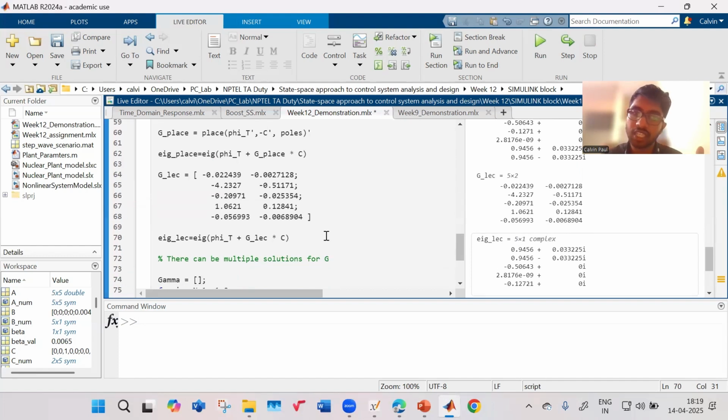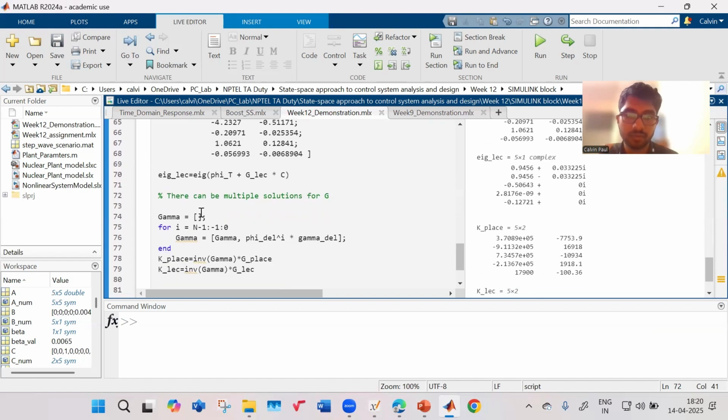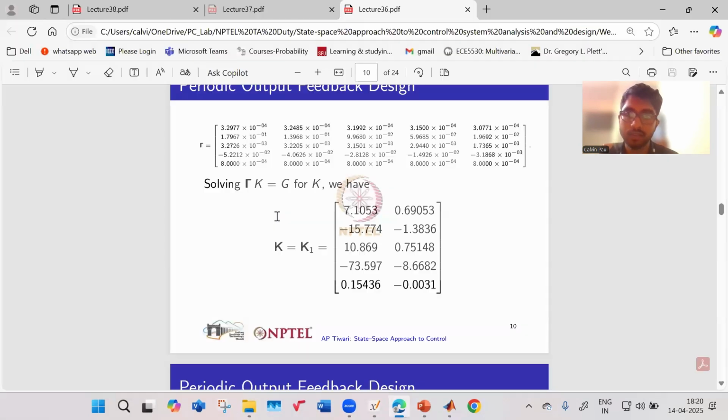So there are multiple solutions for G. You'll observe there are multiple solutions for G, which is surprising for us. Then we have to find gamma, which Sir is doing over here.